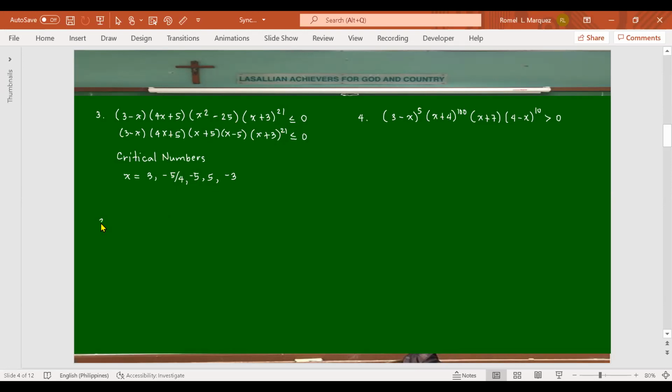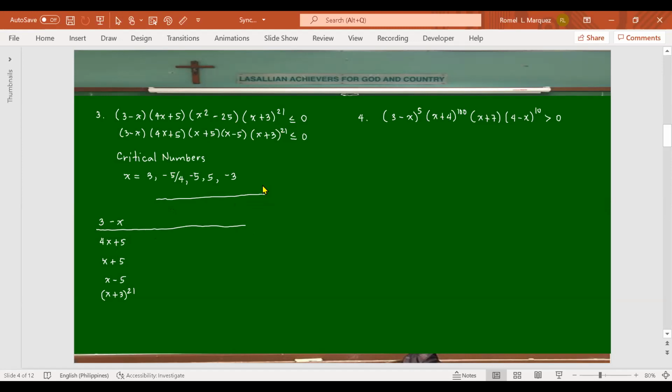Then list down the factors. What are the factors? 3 minus x, take note, negative coefficient. 4x plus 5, what else? x plus 5, x minus 5, and the last one, x plus 3 raised to 21. Then we write this.